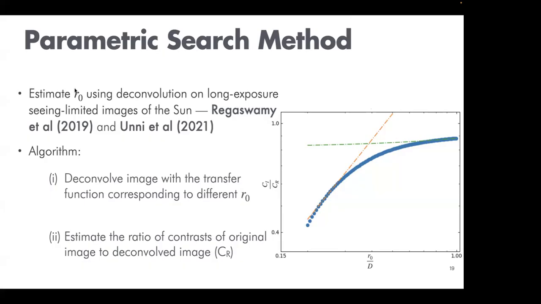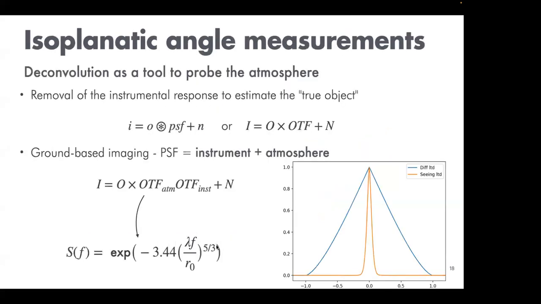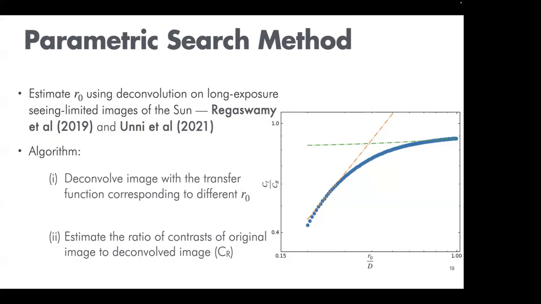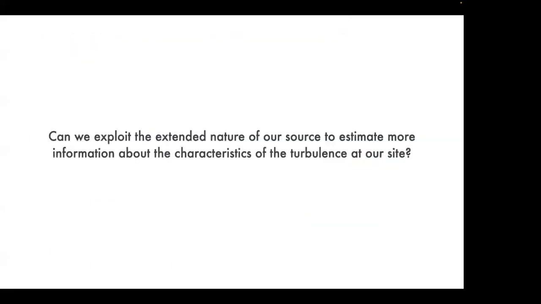So you essentially choose a small region of your solar image, and then you deconvolve it with this transfer function corresponding to some value of r naught. And then you estimate the contrast, and then you change the value of r naught and deconvolve it again, and you get an estimate of the contrast by varying r naught. And when you fit two straight lines to the ends of the curve, the point of intersection gives you an estimate of the r naught. And the question we wanted to ask is if we can exploit the extended nature of our source to estimate more information about the characteristics of the turbulence at our site.